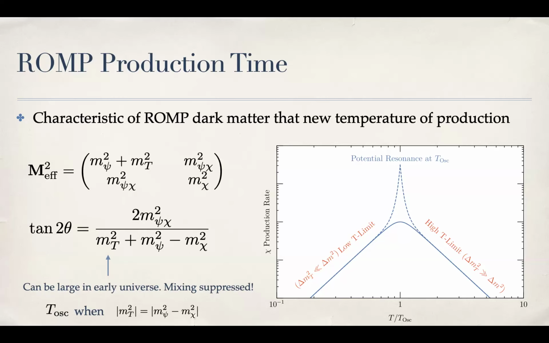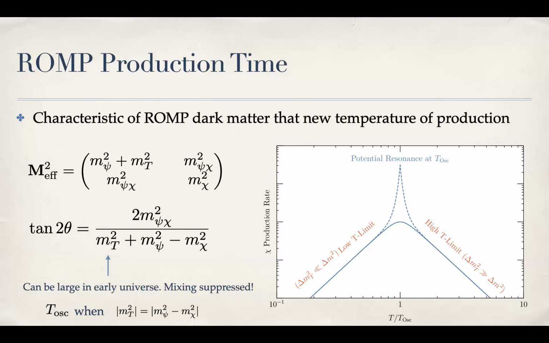Another very nice feature about these ROMPs is that depending on the relative sign of your thermal mass squared and m_psi squared minus m_chi squared, you can have an actual resonance effect. So you can see that if m_thermal squared is exactly equal to m_psi squared minus m_chi squared, then tan of 2 theta goes to infinity, right? Your mixing angle, sine squared of 2 theta, goes to 1. For a very brief moment in time, you can get an even larger production of ROMPs of your chi state as dark matter. So you get these resonances, which are just called Landau-Zener-like resonances. And I'll show you how you calculate these thermal masses and these Landau-Zener probabilities.